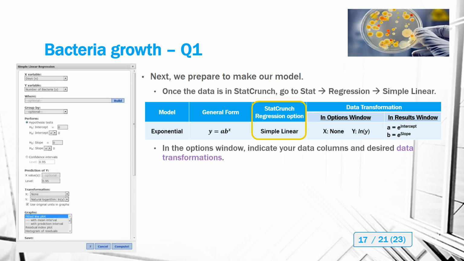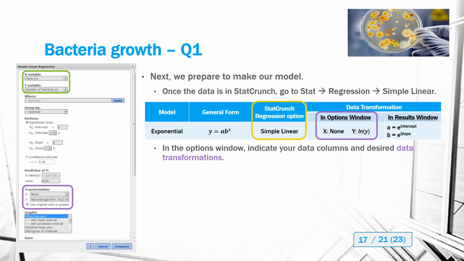Then when we get into our options window, we're going to select the data columns, tell StatCrunch where our data is. So we do that there at the top. And then we're going to go down towards the bottom. There's a section labeled Transformation. So this is where the data transformation table is going to tell us what options we need to select.